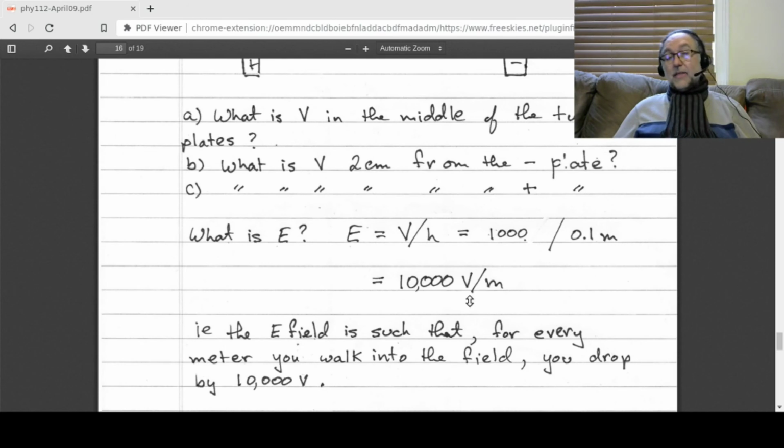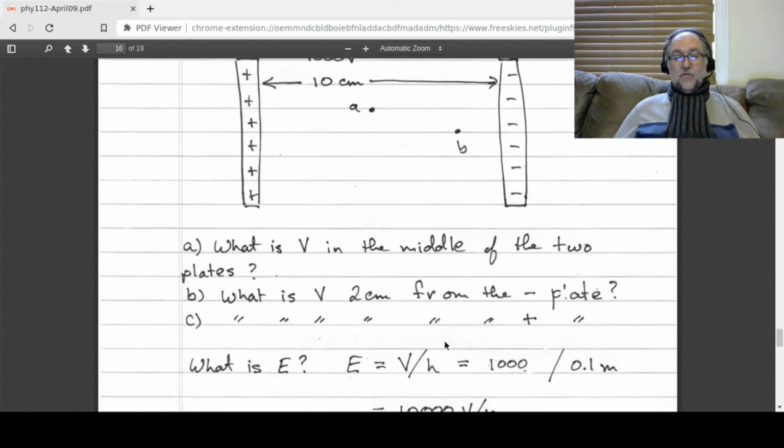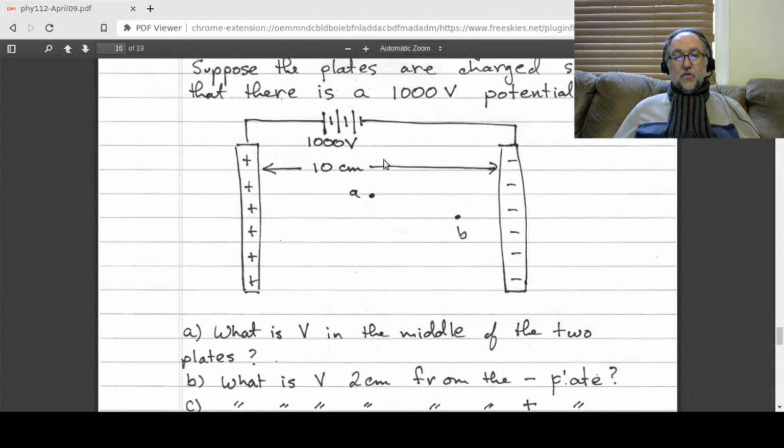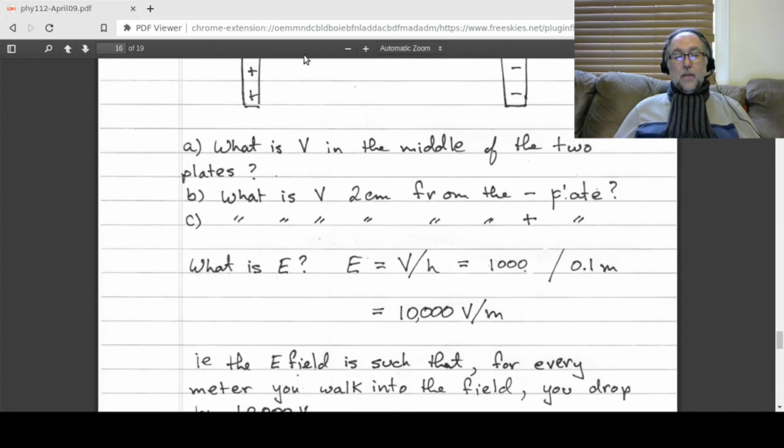By the way, that's the exact same electric field that I had for that electron that was experiencing an acceleration of about 10 to the 15 meters per second squared. So there's 10,000 volts per meter. This is not hard to produce. All you need is 1,000 volts, which is easy to do in a lab with a power source.